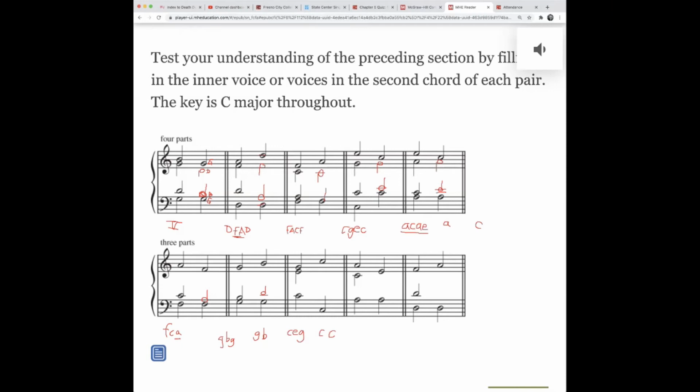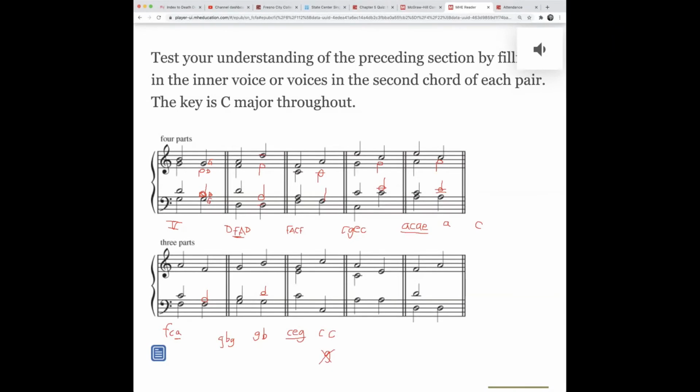Okay, so we have a B, right? We've got C, E, and G that we're dealing with. Okay, that's right. And they've doubled the C, which automatically tells us we have to do what? We have to omit the 5th. You got it. So we're just going to do what then?